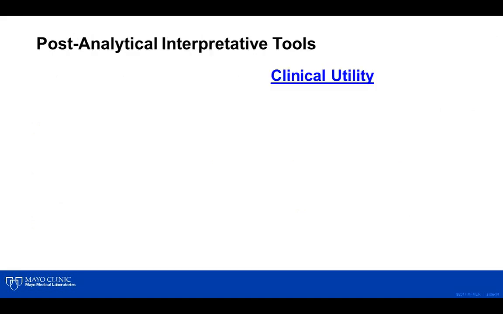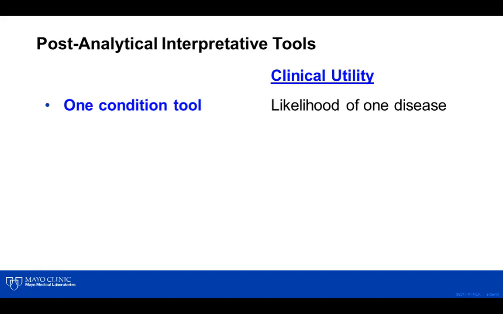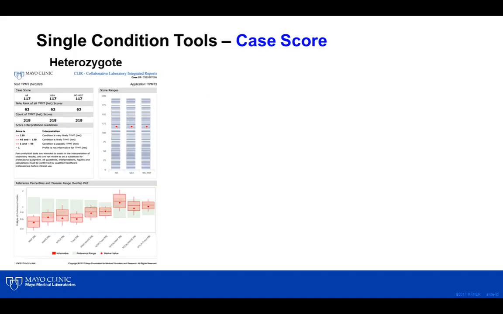Post-analytical tools are defined by their potential clinical utility. For example, one condition tools are meant to replace the conventional concept of a normal-abnormal binary interpretation with an objective assessment of likelihood of disease, which is expressed as a percentile rank in comparison to known affected cases. For example, this is a software-generated report of a CLEAR tool for the biochemical diagnosis of heterozygous status. There are 4 sections in this report.